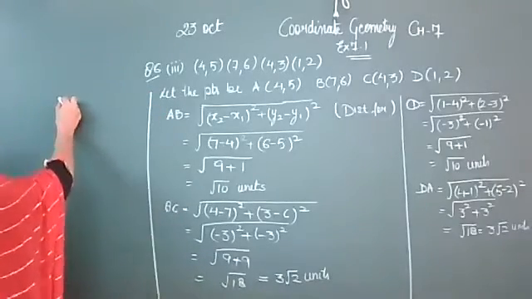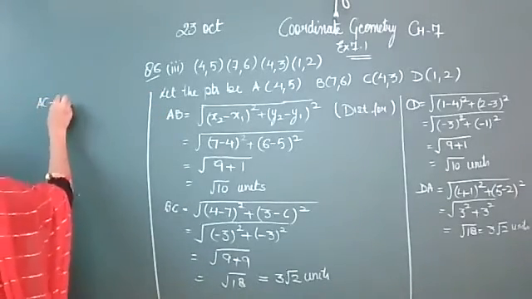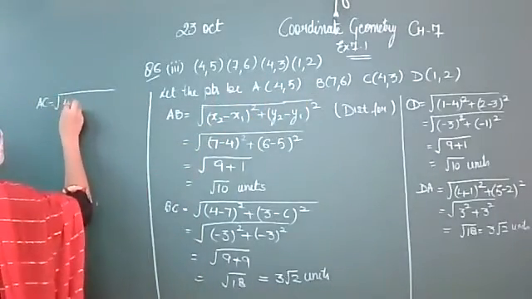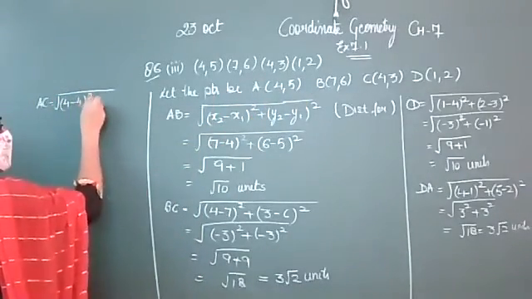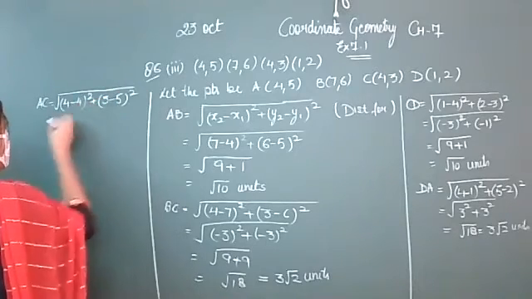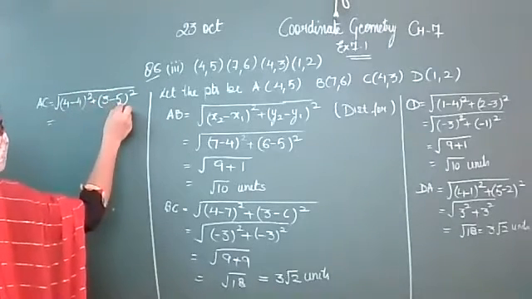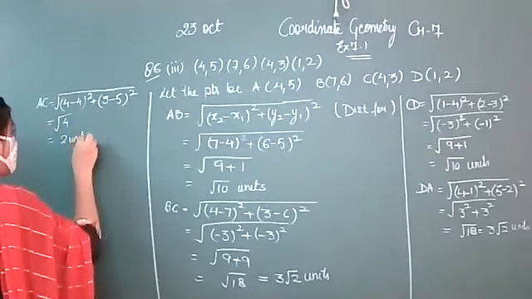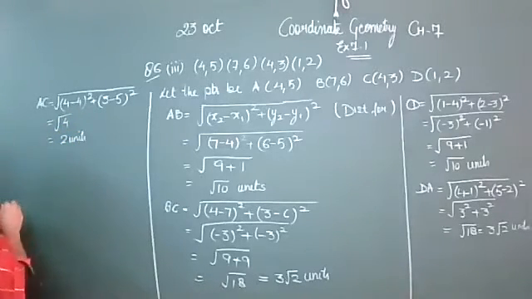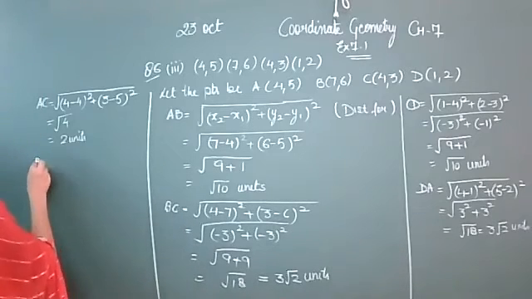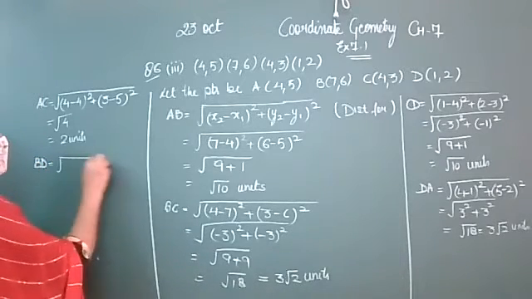Diagonal first, your diagonal is AC. So (4 minus 4) square plus (3 minus 5) square. This is your 0. This is (minus 2) square is 4. So your answer is 2 units. Now let's find the another diagonal, that is your BD. Another diagonal is your BD.